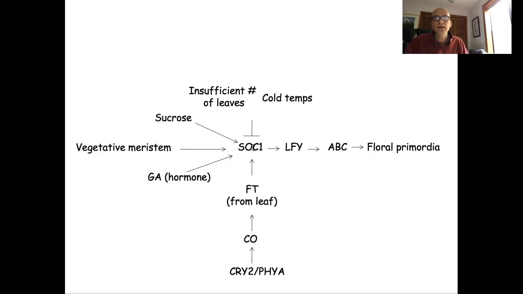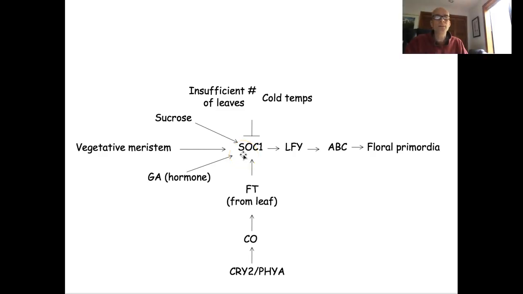Now, I told you a little earlier in the lecture that these are independent pathways, and they are to some degree, but they all converge on SOC1. So this is the central player in determining whether or not the plant flowers. Here you have a day length sensor via Constans and FT. Here you have a metabolic state sensor via sucrose and the number of leaves. Here you have an environmental sensor of temperature that we'll discuss in more detail. And here you have the hormone that helps the plant to grow and develop. All of those together then determine when SOC1 is activated.